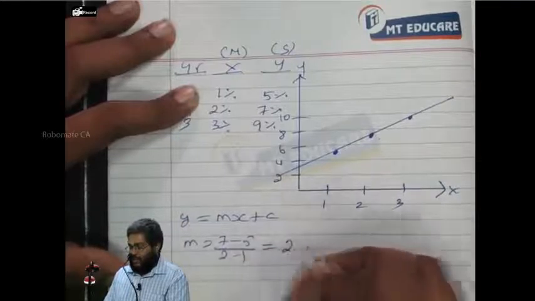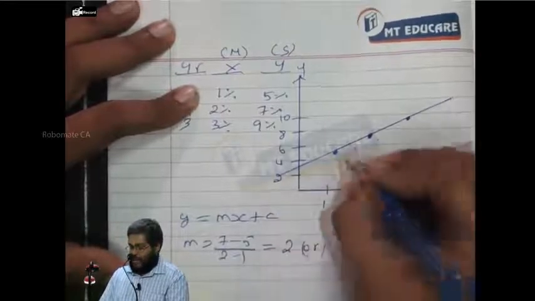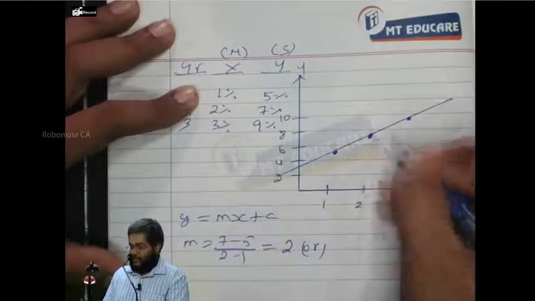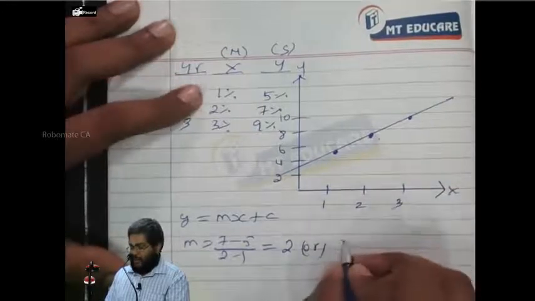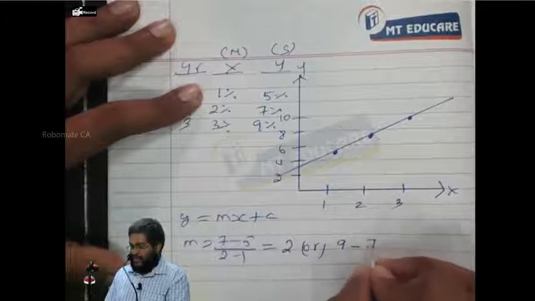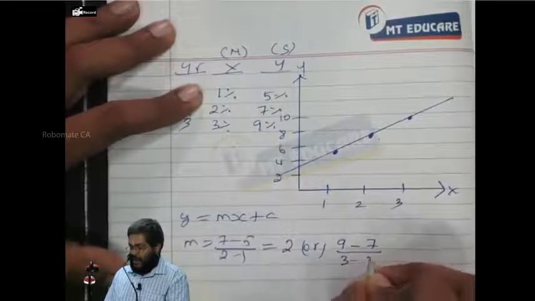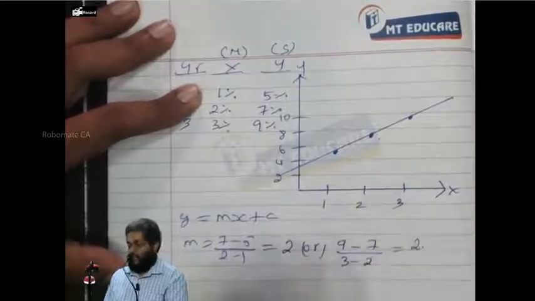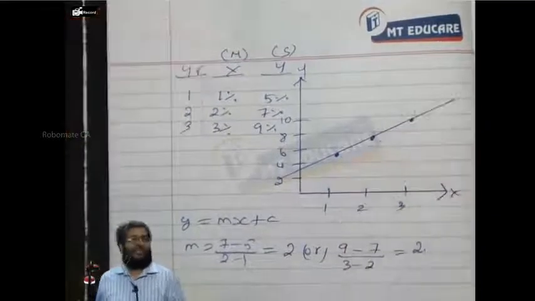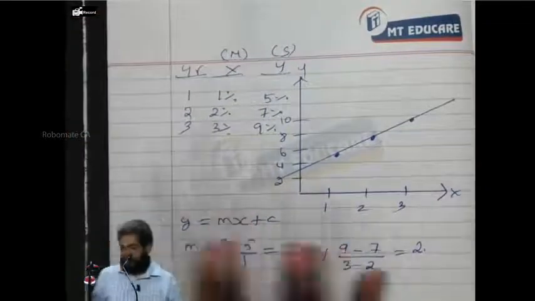M is equal to 2 by 1, which is 2. Or if you don't like these two, I go for these 2 points. So tell me what is m here? 9 minus 7 divided by 3 minus 2. That still gives me 2, because that's a constant slope for this particular line. Respond, yes or no?